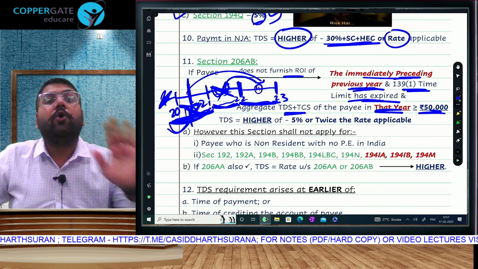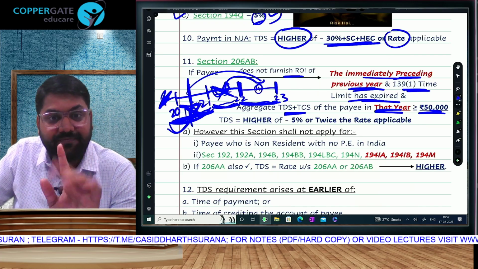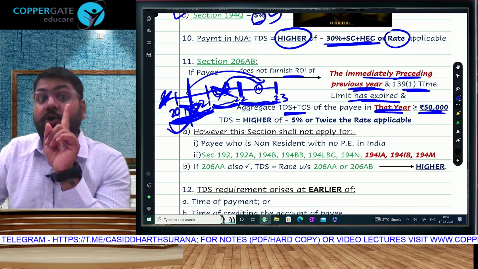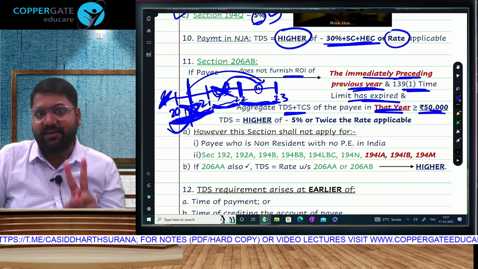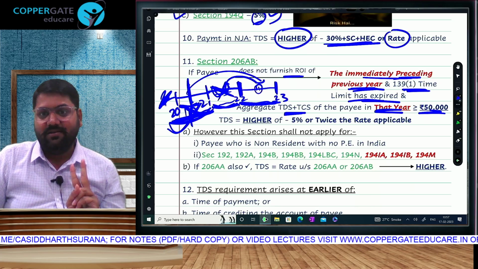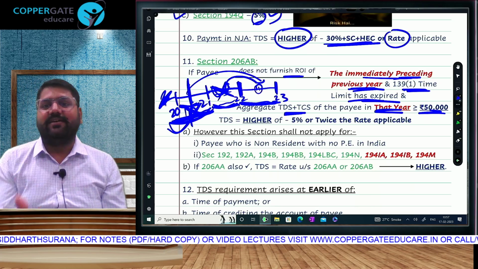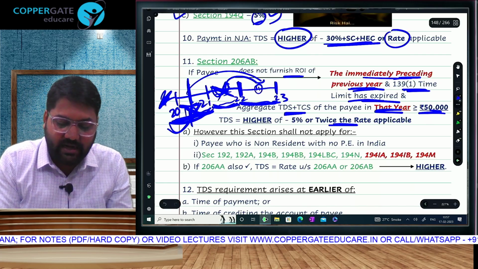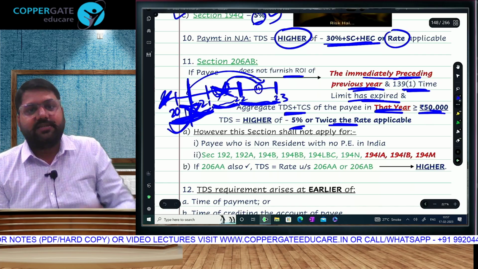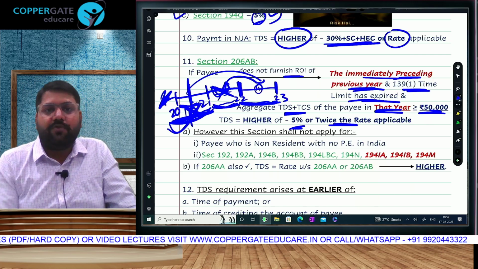And if payee is non-filer, let's be clear, when will payee become non-filer? If he has not filed return for 1 year. Which year will we check? 2021, because its 139(1) has expired. And that 2021's TDS plus TCS should be 50,000 or more. Then we will increase the TDS rate to double or 5%, whichever is higher. So if the section rate is 1, we make it 2, 2 or 5, whichever is higher.